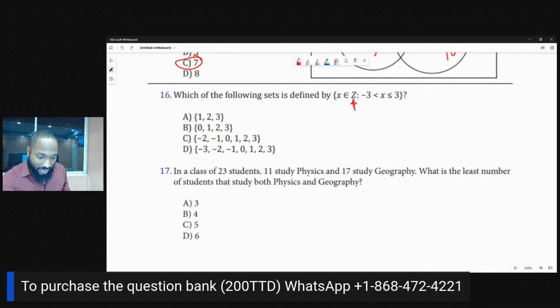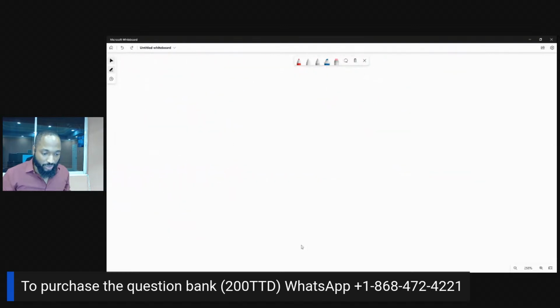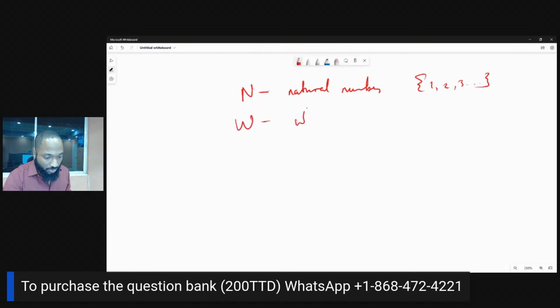Remember, Z means integer. You all know all these symbols? Let me take you through the symbols real quick. That's natural numbers, right? What is natural numbers? That's the set of numbers 1, 2, 3, and so on. Whole numbers is W. What is whole numbers? It's the same thing, 1, 2, 3, and so on, but you could throw in 0 too.